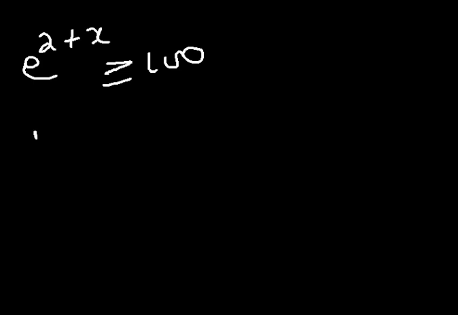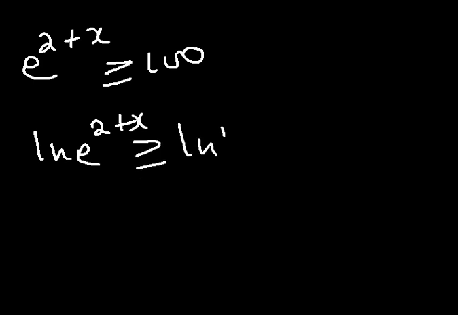Let's say we have e to the power 2 plus x greater than or equal to 100. So how should we be able to solve for x in this case? Now we're going to introduce ln both sides. We'll have ln e to the power 2 plus x greater than or equal to ln 100.